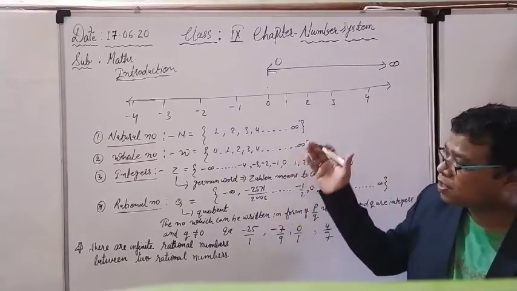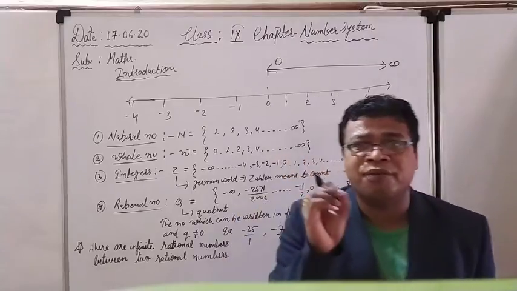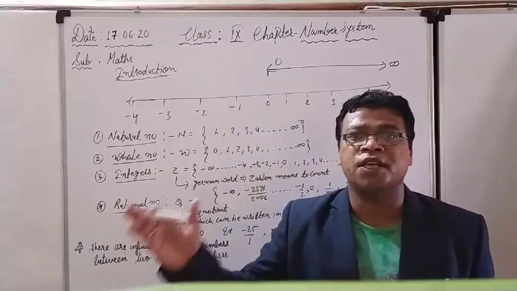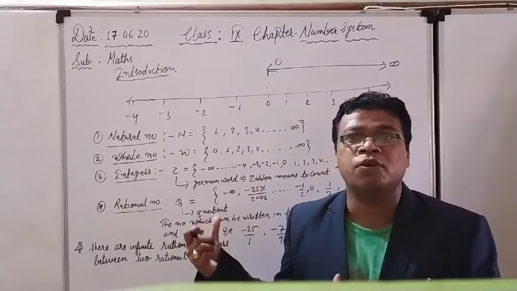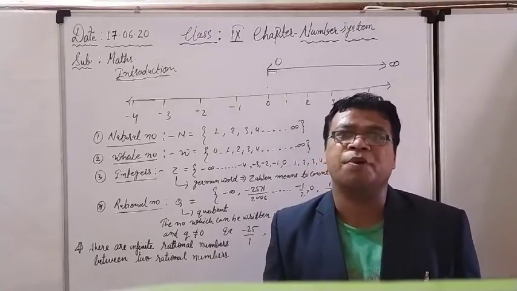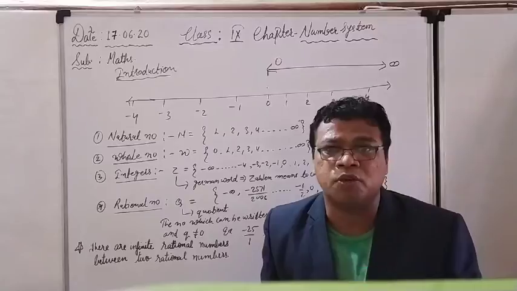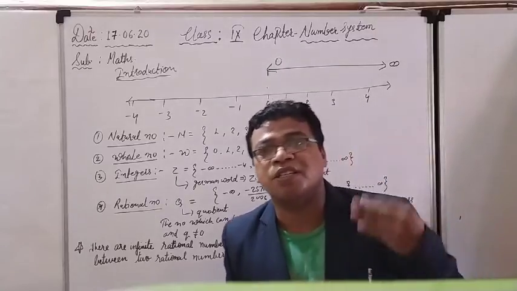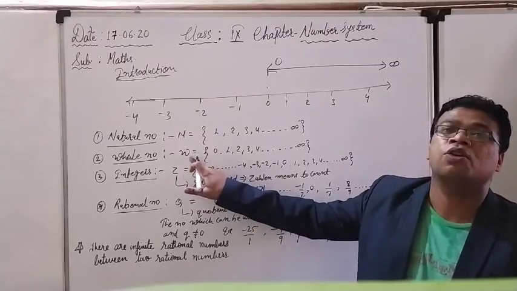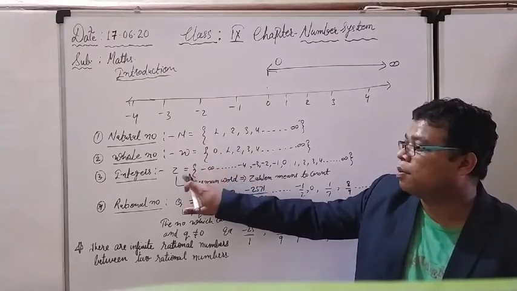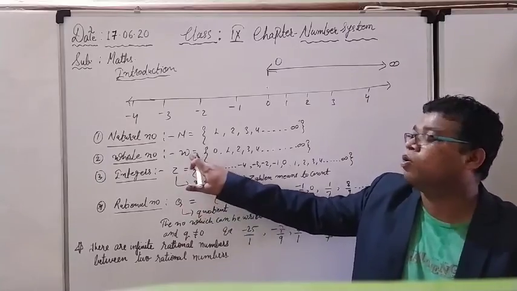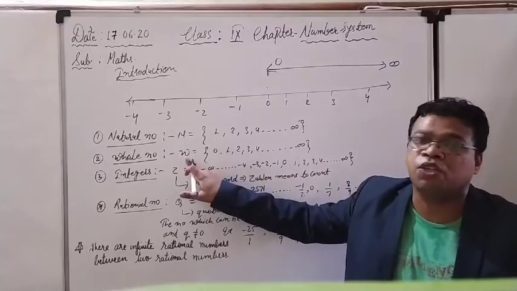So again, every natural number is an integer. Yes, because integers include all the natural numbers. Every whole number is an integer. Yes, because integers include all the whole numbers. But the reverse is not true. You can't say every integer is a whole number, because integers include negative numbers, which are not in the whole numbers, since the whole numbers start from 0.